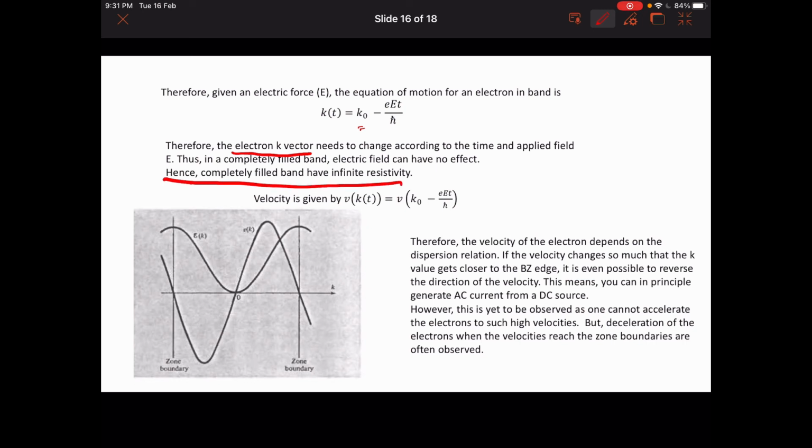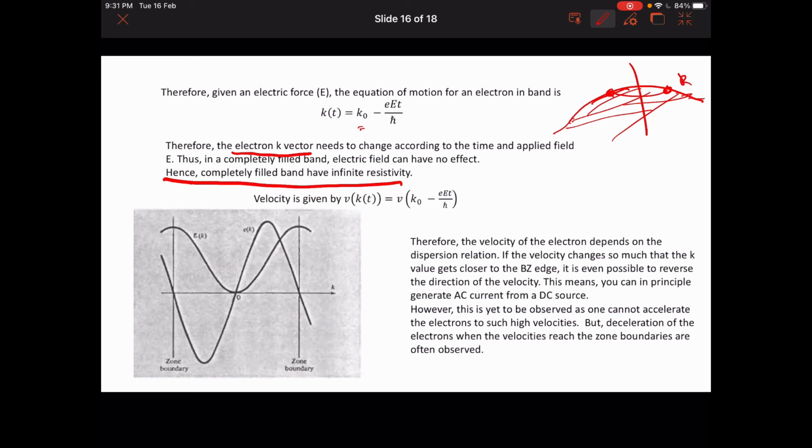So what we mean is, let's say the band is like this and it is filled till this point, right? So all the electron levels are filled. An electron here with k wants to be scattered, but there is no delta k nearby to get scattered into, right? There is no k which is vacant for it to be scattered. So a completely filled band has infinite resistivity.